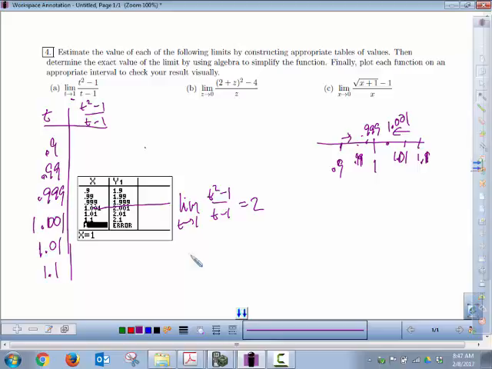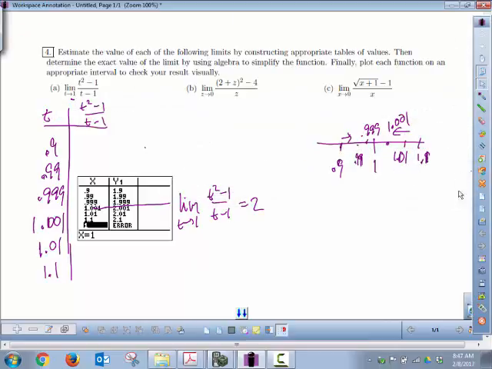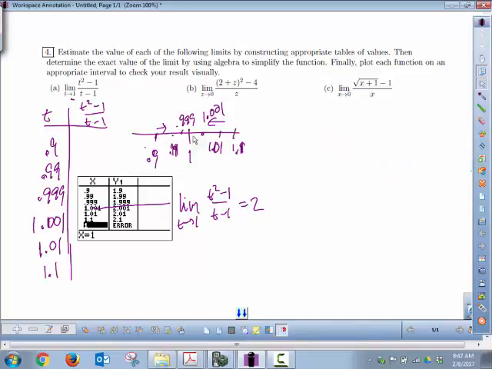Now, let's try to approach it from a graphical point of view. Now that we have the graphing calculator all set up here. Whoops. This is a nice picture. Let's save that picture here.